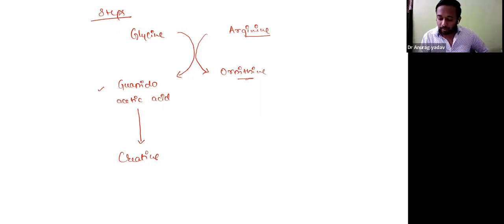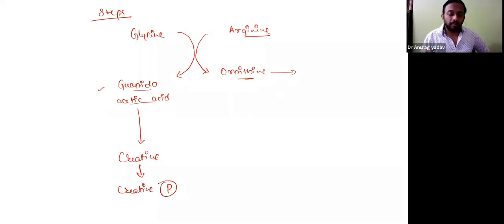So first, glycine reacting with arginine, the guanidinoacetic acid group is synthesized. Ornithine is released from the reaction. Guanidinoacetic acid is converted into creatine, and further creatine is converted into creatine phosphate. So what were our steps? We wanted to synthesize creatine from glycine. So we got from glycine to creatine and then creatine phosphate.